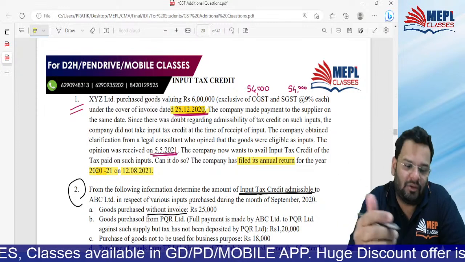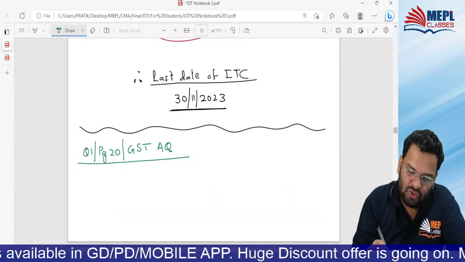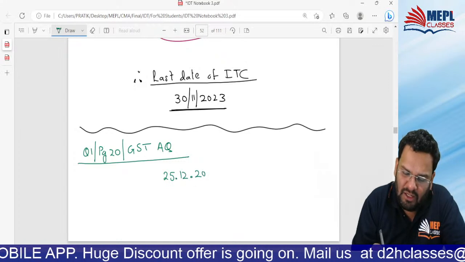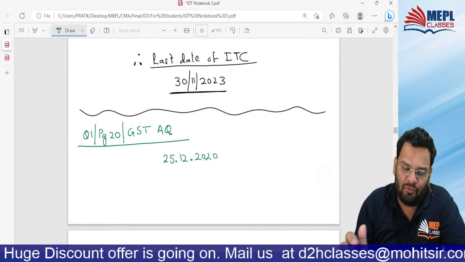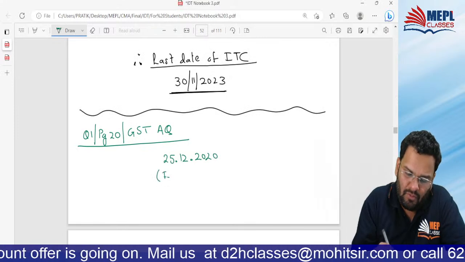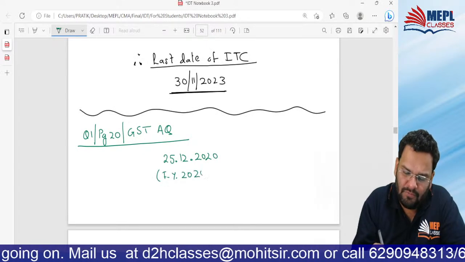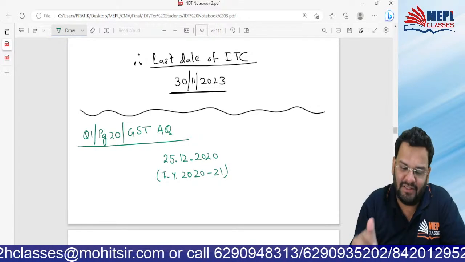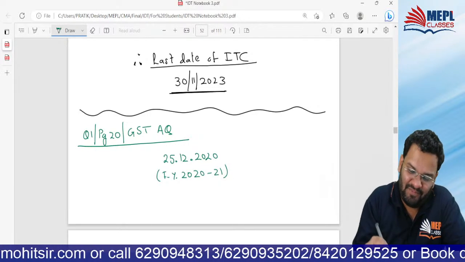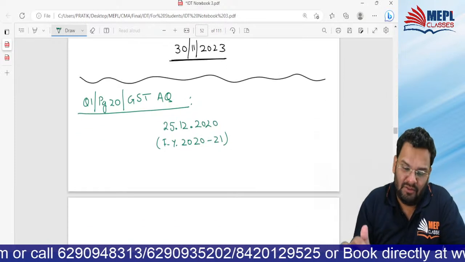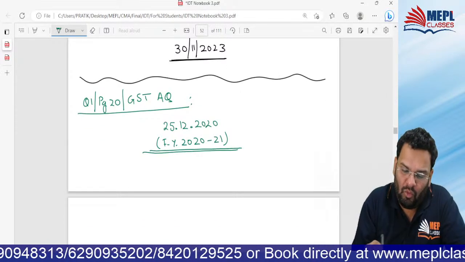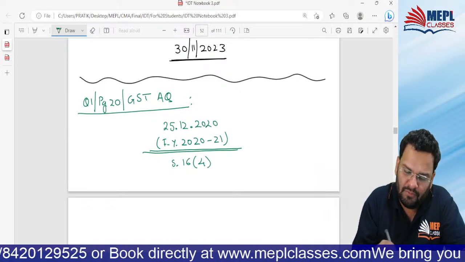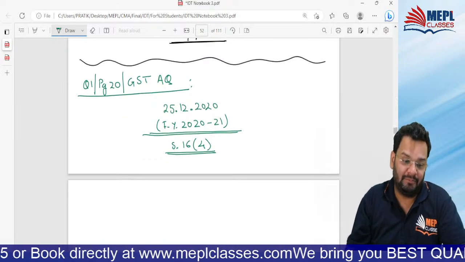That we should find out. So 25th December 2020 would fall in financial year, of course, 2020-21. Agreed? Yes. So what will be last date as per 16(4) for claiming ITC?